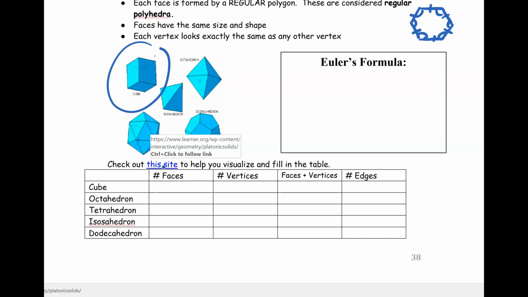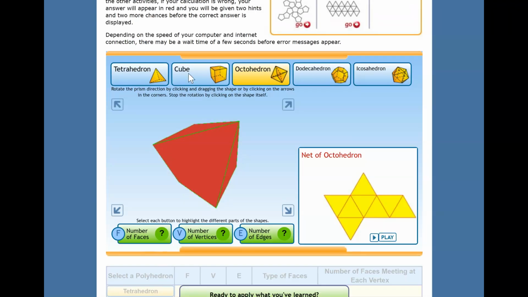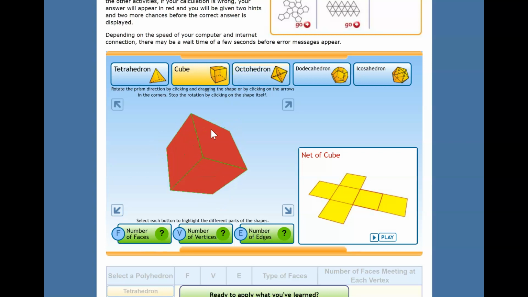You're going to go to this site, and I want you to try to fill in this table: number of faces, number of vertices, number of edges for all of the Platonic solids. And then the faces plus vertices, you'll do that at the end. You'll just add these 2 columns together. So for instance, with the cube, you're going to go to the website and you're going to count. We'll click on cube and we'll count the number of faces. It's really easy to see on this because it's laid out. So 1, 2, 3, 4, 5, 6, and then you're going to count the edges.